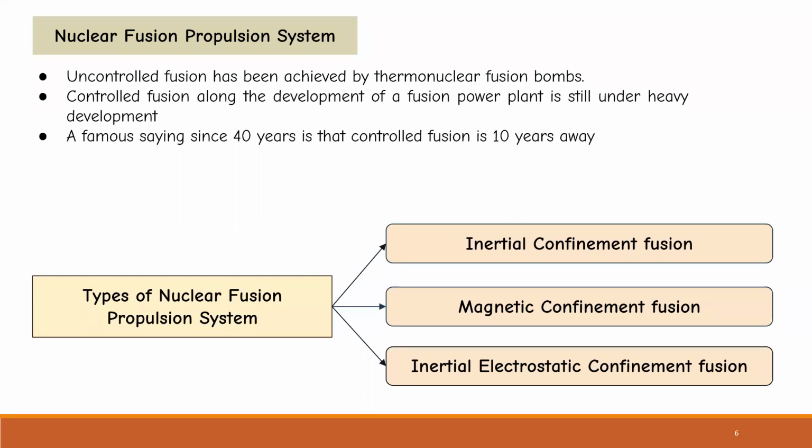Thanks, Kazim. Now I will explain the nuclear fusion propulsion system. Uncontrolled fusion has been achieved by thermonuclear fusion bombs. Controlled fusion and the development of a fusion power plant is still under heavy development. A famous saying for 40 years is that controlled fusion is 10 years away. There are mainly three types of nuclear fusion propulsion system. First is inertial confinement fusion, second is magnetic confinement fusion, and third is inertial electrostatic confinement fusion.